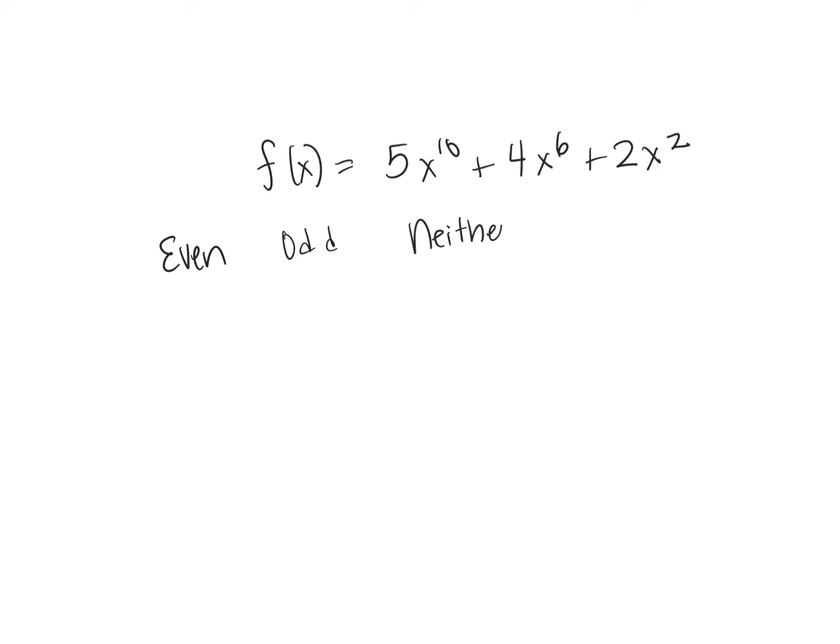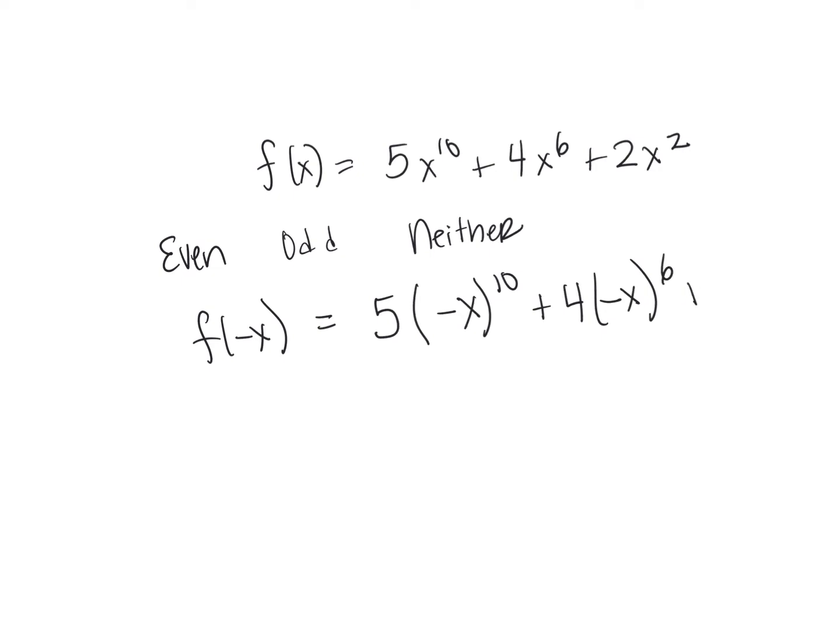To test that, we're going to put in f of negative x. So any place that I see an x, I'm going to replace it with a negative x. So this would be 5 negative x raised to the 10th plus 4 negative x raised to the 6th plus 2 negative x squared. And if you take a negative 1 and raise it to the 10th power, it's just positive 1. So for this one, the negative 1 goes away.